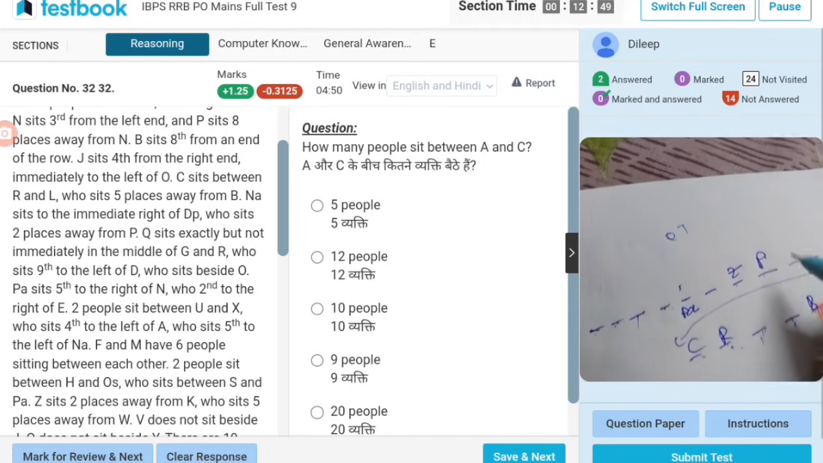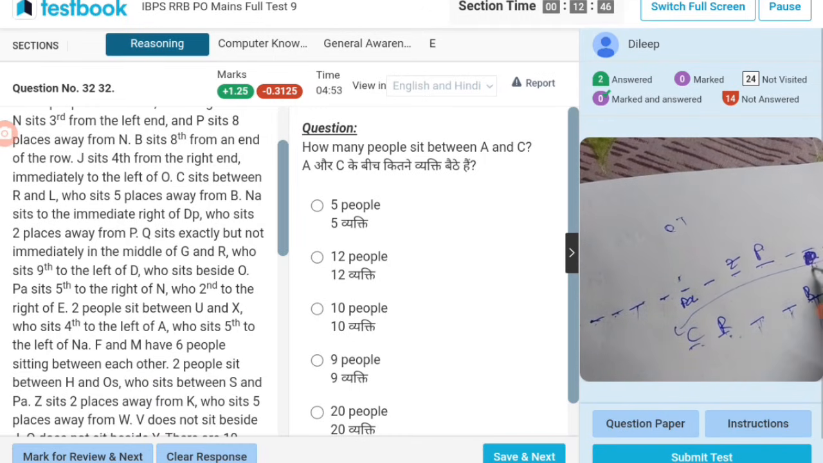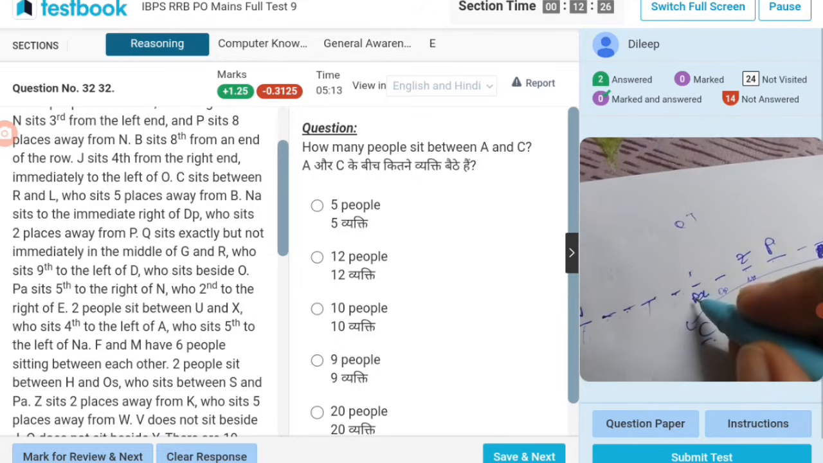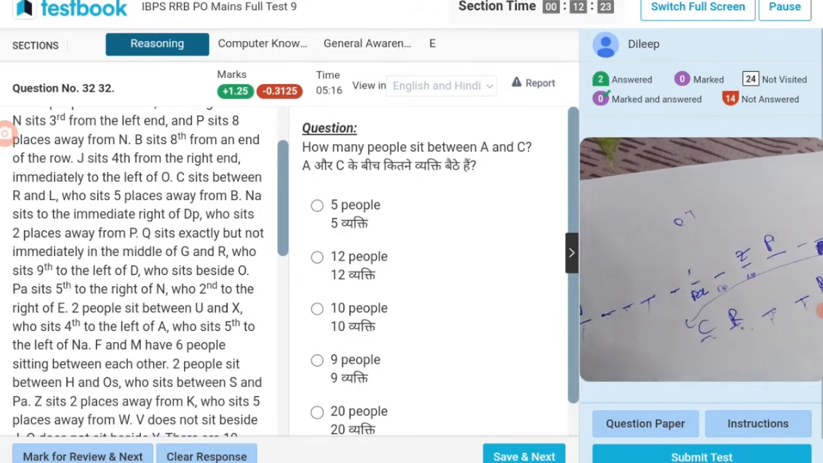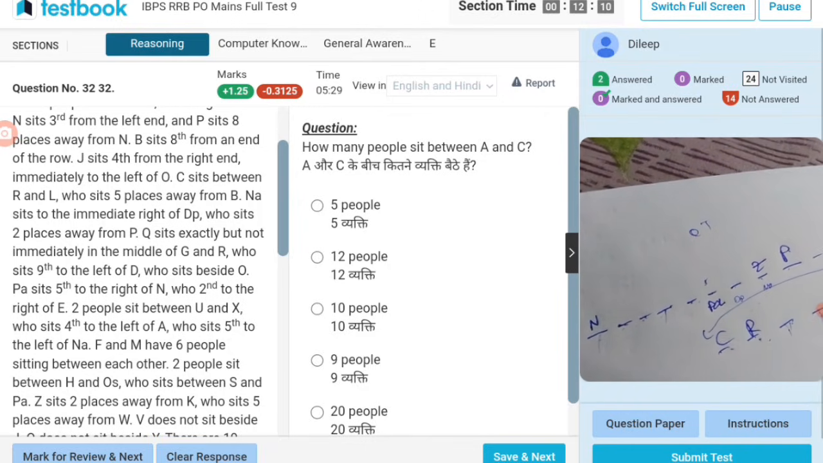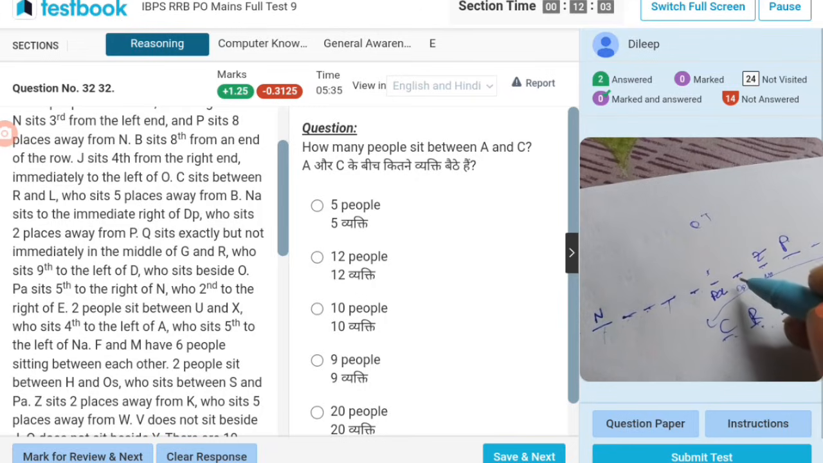N is immediate right of DP. So DP is 2 places. So P is 5th to the right of N. 2 people between U and X. X is 4th to the left of A. A is 5th to the left of NA.